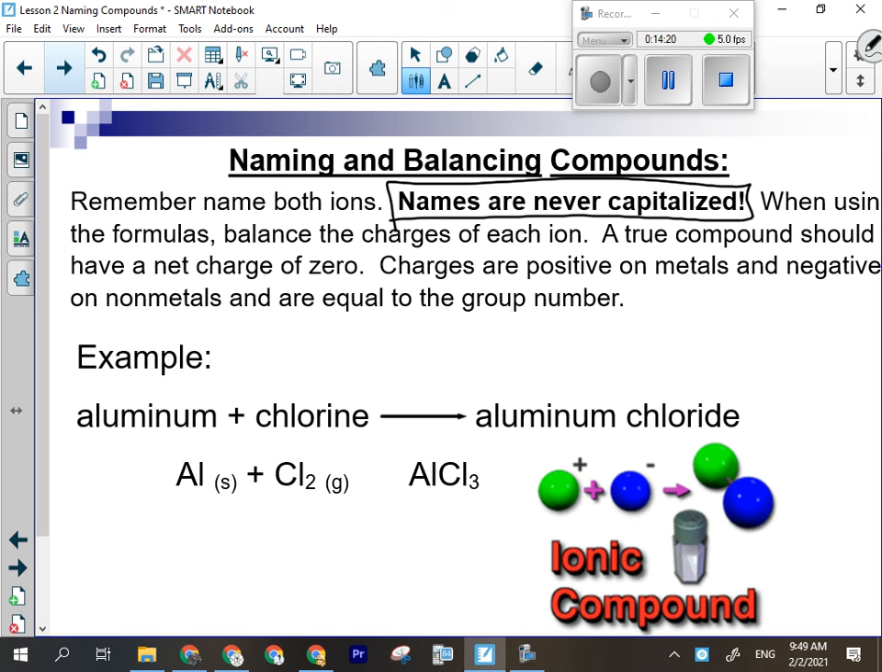We also talk here about how a true compound should have a net charge of 0, and again that goes back to the swap and drop method. Aluminum has a charge of +3, chlorine has a charge of -1, so the 1 goes here, the 3 goes here. 3 times -1 is -3, 1 times +3 is +3, that adds up to 0, the compound is good. That's why we do that drop and swap, to make sure that our compound has the same number of electrons and protons.